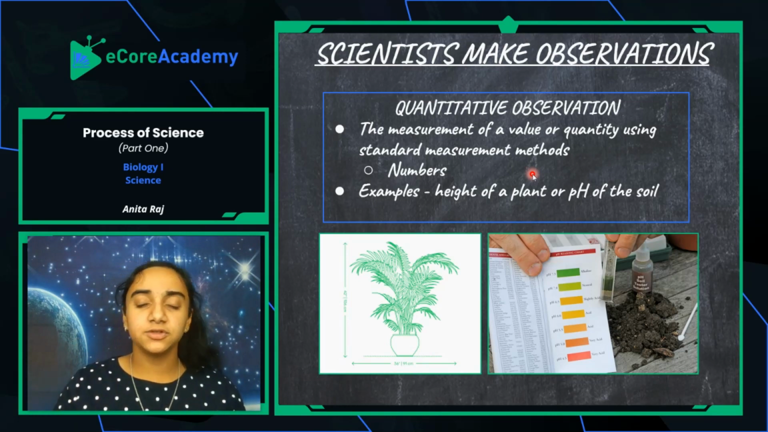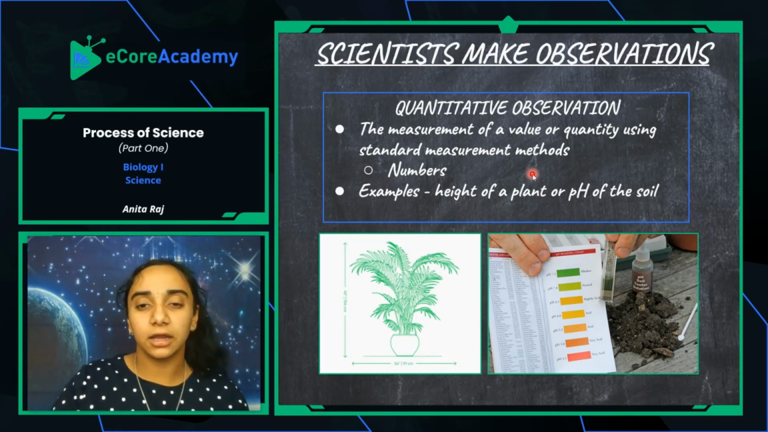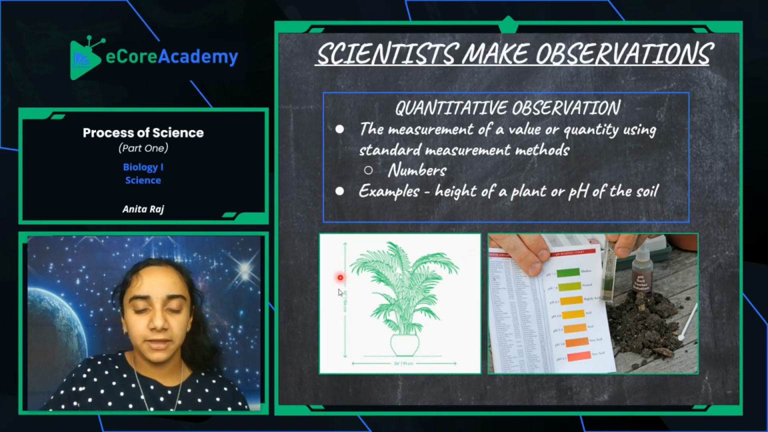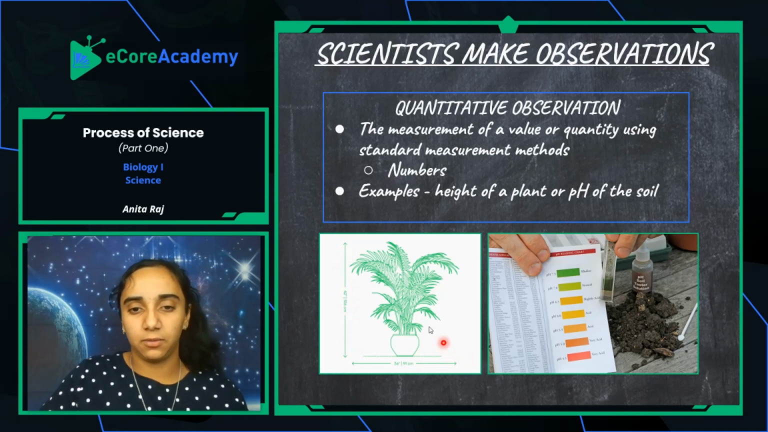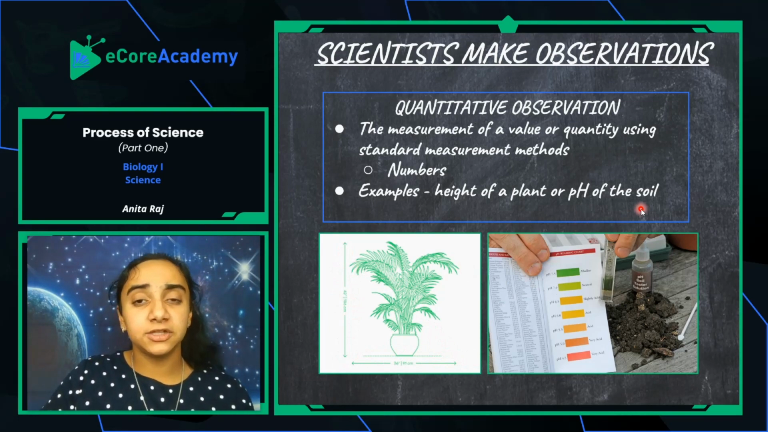So examples of this using the plant experiment I was also talking about, you could be measuring the height of a plant. Like if you see in this picture here, there are measurements of the height of the plant, and then also the horizontal, like the length of the plant, if you want to think of it that way, from this frond to this frond. Additionally, you could talk about the pH of the soil.